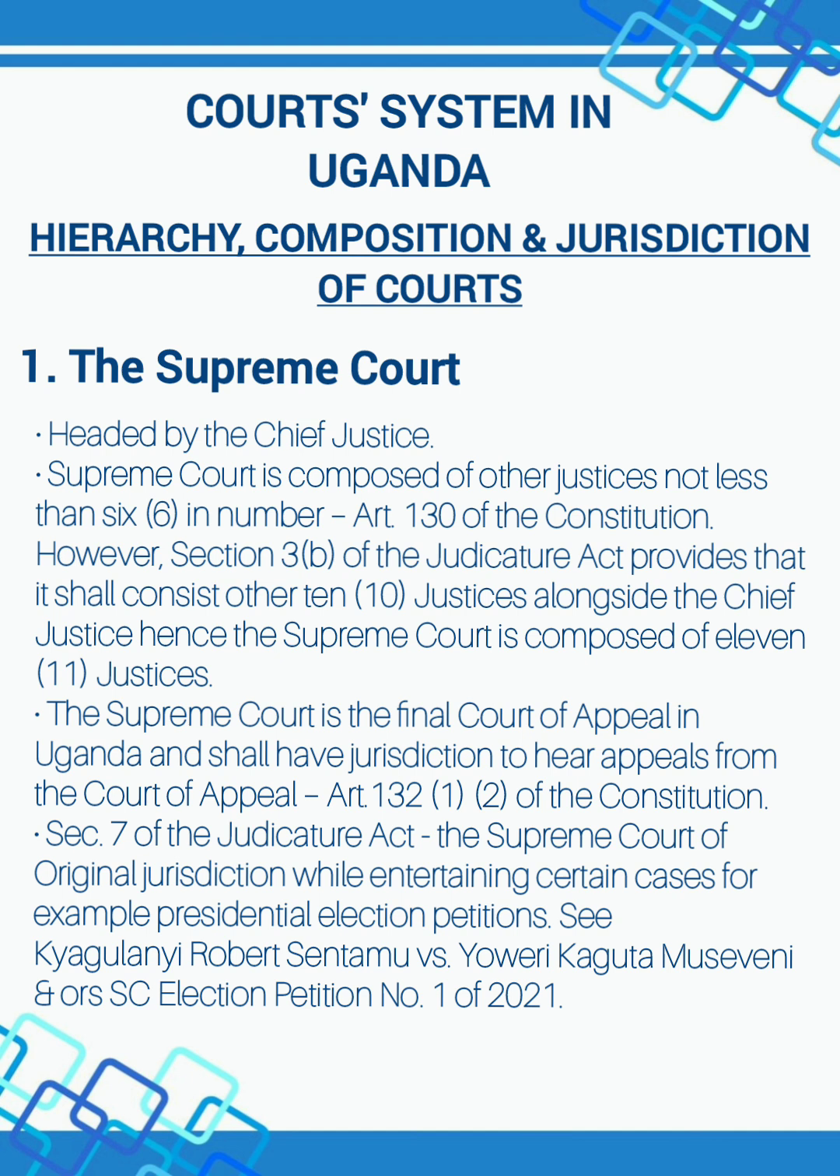Are we together? Anyways, Section 7 of the Judicature Act also provides that the Supreme Court may have the powers of the court of original jurisdiction while entertaining cases, for example, presidential election petitions. So we should understand that for presidential election petitions, we do not start with the High Court or Court of Appeal. We go straight to the Supreme Court because it has original jurisdiction to entertain presidential election petitions.